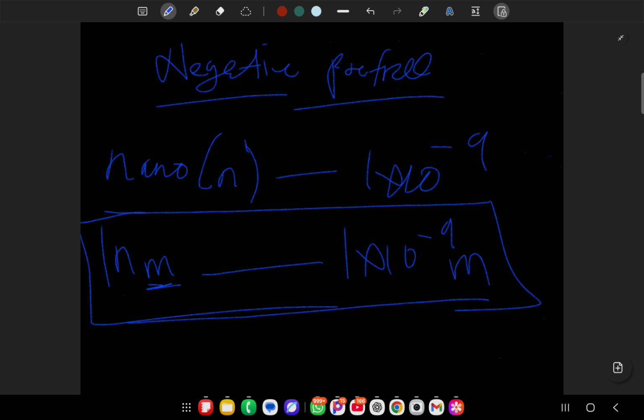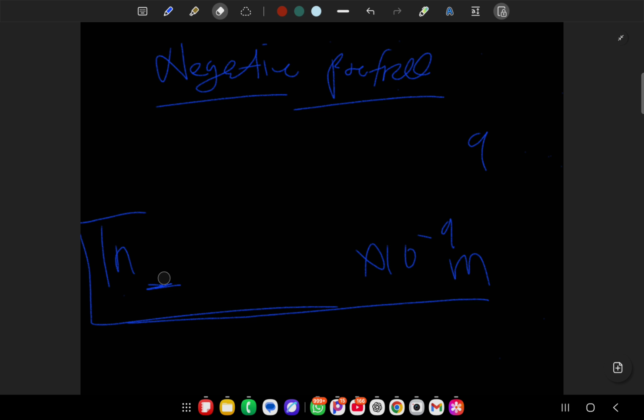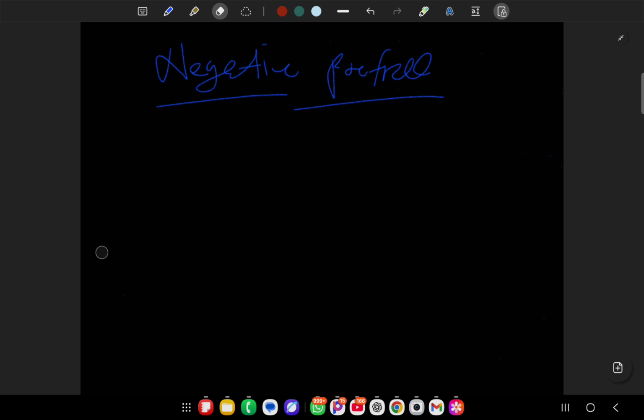Get these concepts and it's very simple to understand. Okay? Then another one that is somehow common, I'm giving you the common ones. It's called pico. All right? Pico. The symbol is the small letter p. Pico means 1 times 10 to the power negative 12.